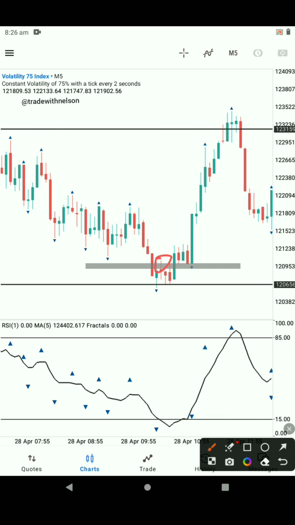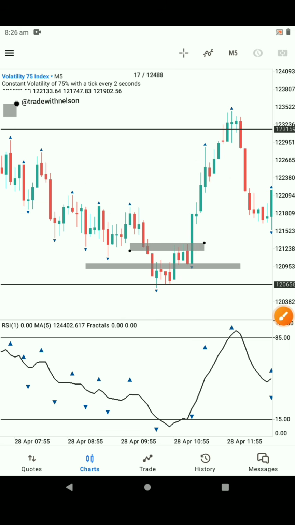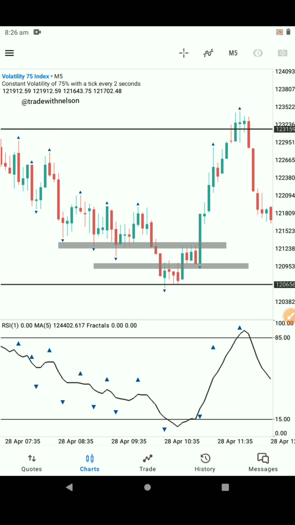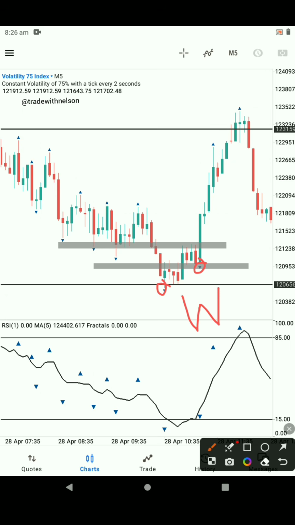You see a rejection at this level, comes again, breaks the level. So this is confirming to you that the market is likely to continue in an uptrend. Then you can see that this is a very good resistance and support level. Market breaks it, retests this level, breaks again, retests this level, creates another low. So you can see at this point, first low, second low, so that is a double bottom.